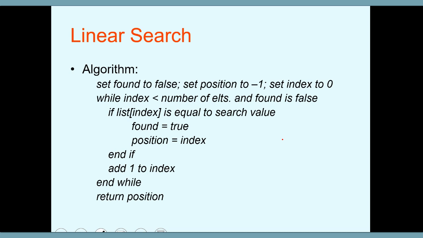Here's linear search, just written out in pseudocode. One way to implement it would be to set a variable called found to false, position to -1, and index to 0. While index is less than the number of elements and found is still false, go ahead and search and see if the array element at position index is the search value. If it is, set found to true and position to index, because we found it, so let's keep track of what index it was that matched. And then here's where the if statement ends.